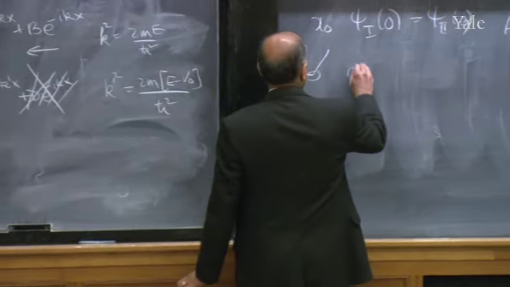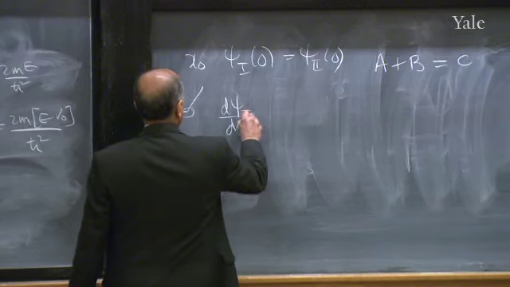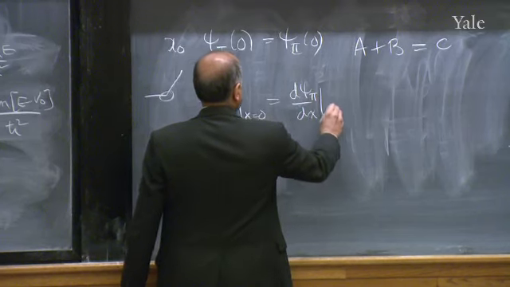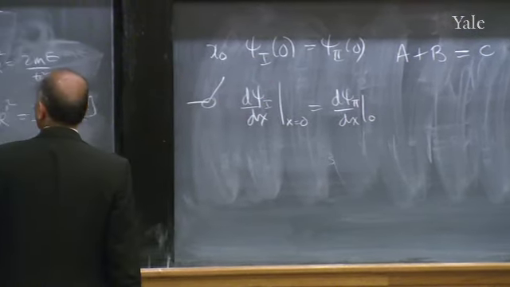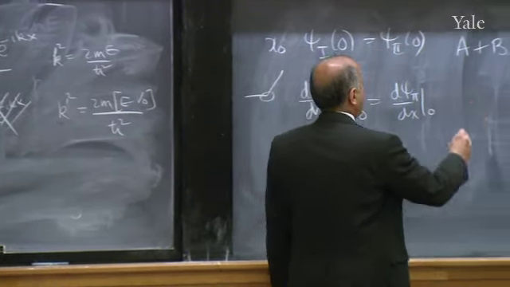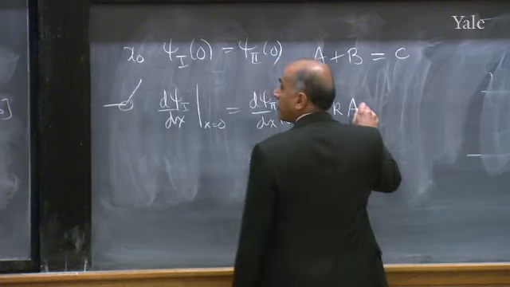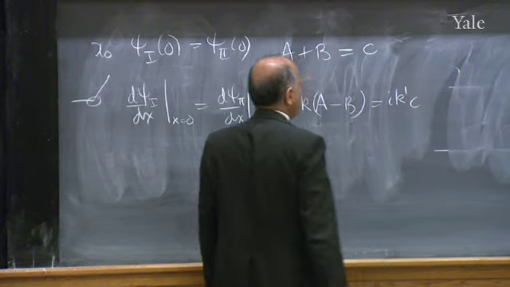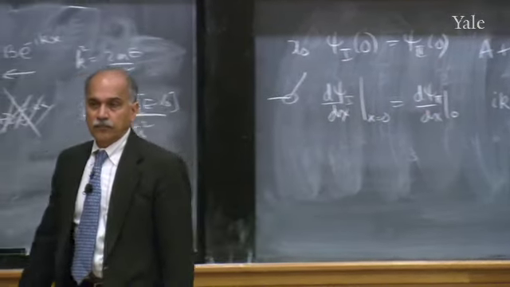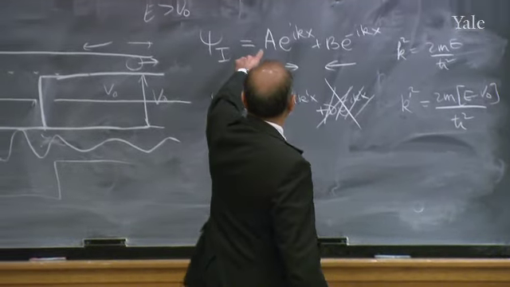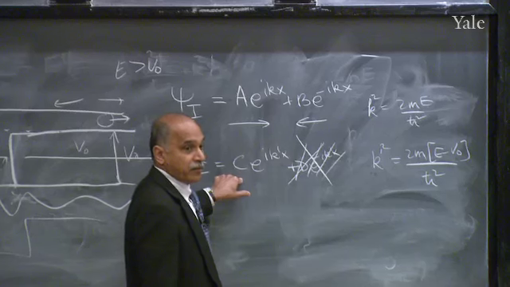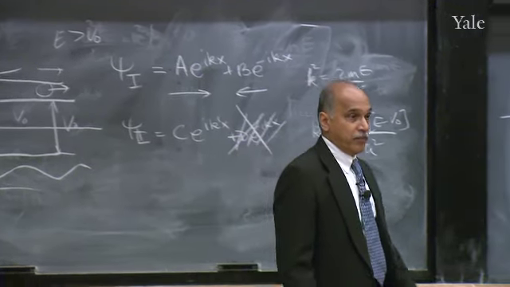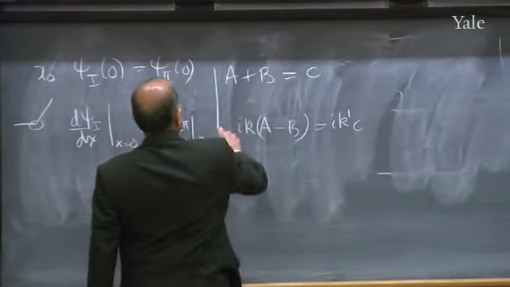So I make the requirement that d psi dx in region 1 at x equal to 0 must match d psi 2 dx at x equal to 0. What does that give me? Well, take the derivative and equate them at x equals 0. You will find ik times (a minus b) is equal to ik prime times c. The derivative brings down ik for this, minus ik for that. You put them together. So these are the two conditions.